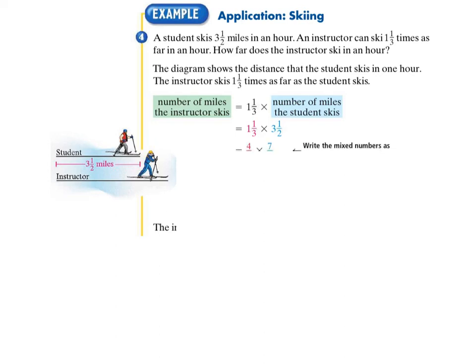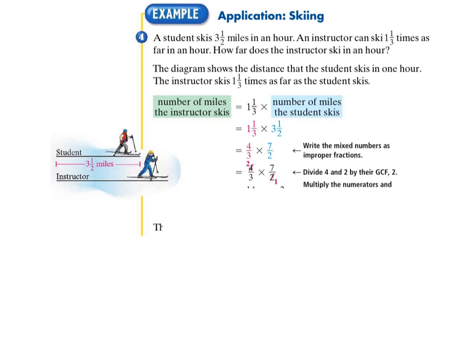So again, we have to turn those mixed numbers into improper fractions. So we're going to have 3 times 1 plus 1 is 4, so that our first one becomes 4/3, and 2 times 3 is 6 plus 1 is 7, so our second fraction becomes 7/2. So our new problem is 4/3 times 7/2.